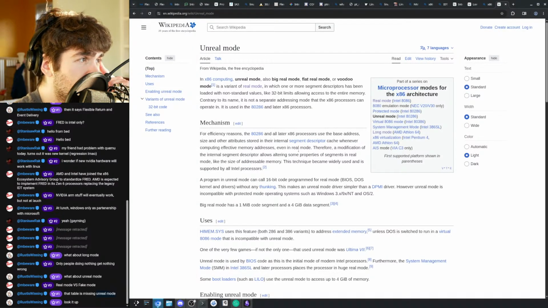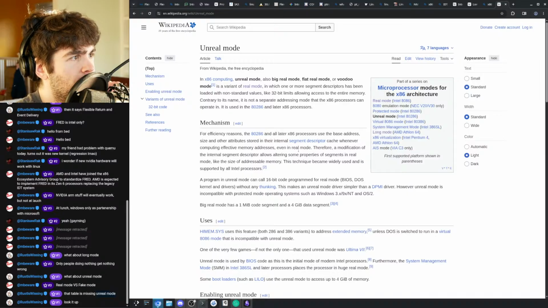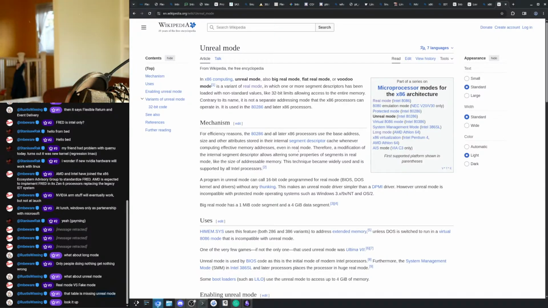In x86 computing, Unreal mode, also big real mode.